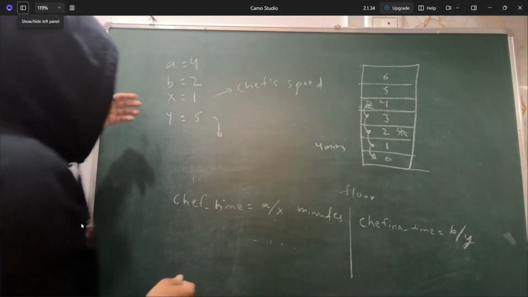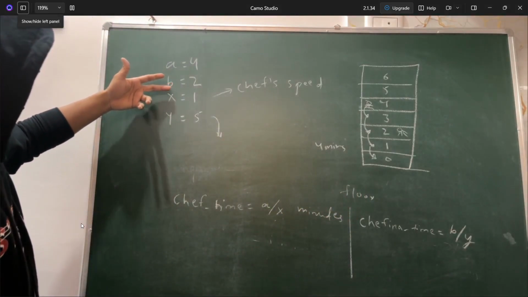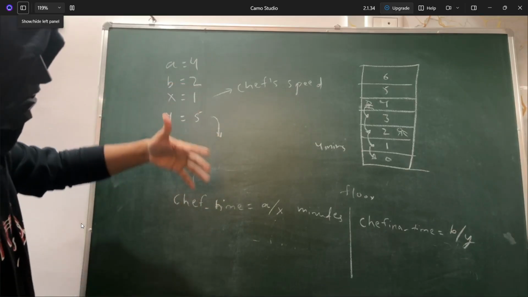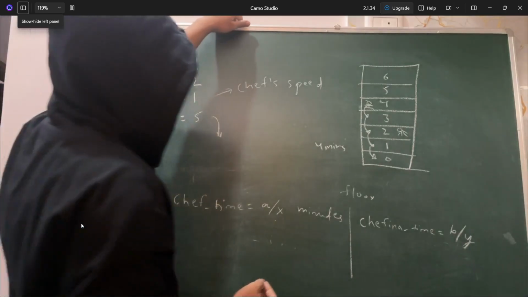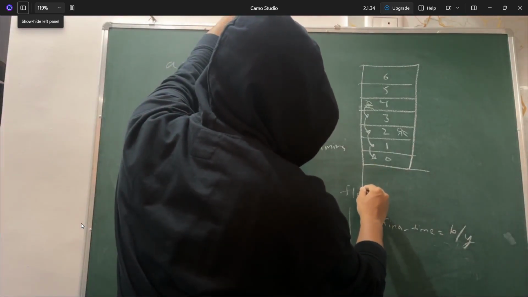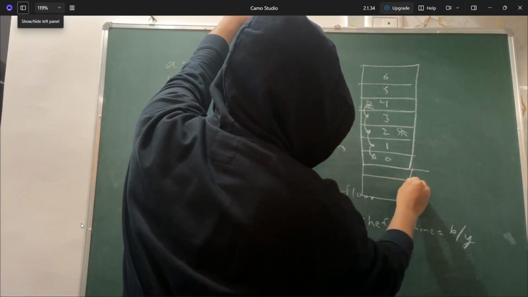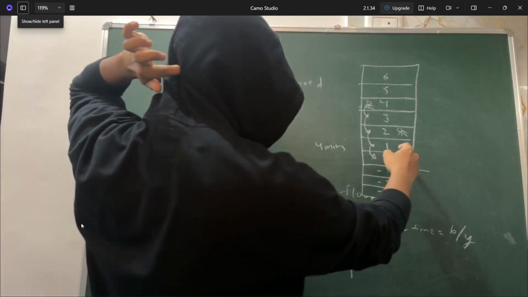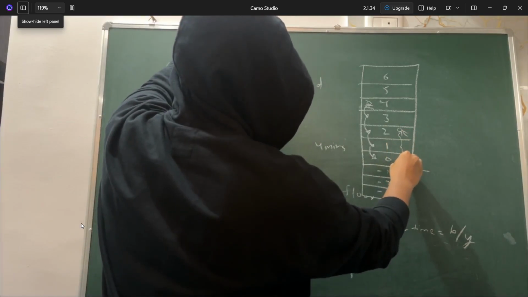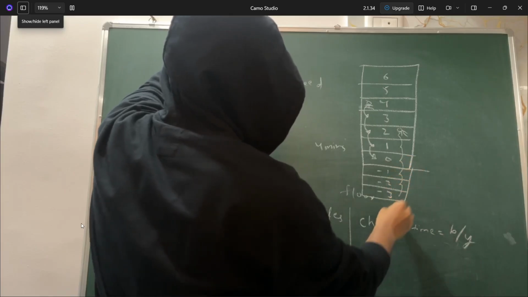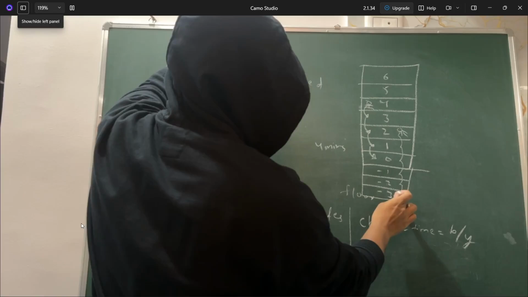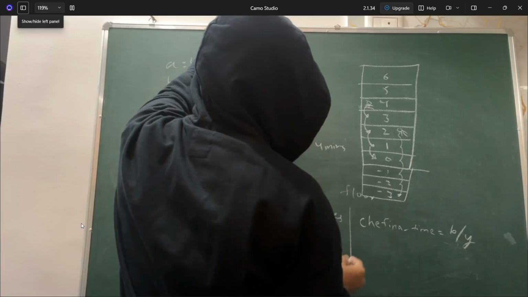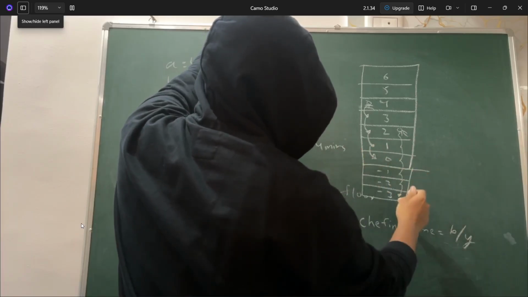What is Chefina's speed? She's at second floor and her speed is 5 floors getting down per minute. If you think of this in negative, -1, -2, -3, this is 1 floor, 2 floors, 3 floors, 4 floors and 5 floors. So in 1 minute she will reach -1, but in the question it is not given as minus, we only have till 0.